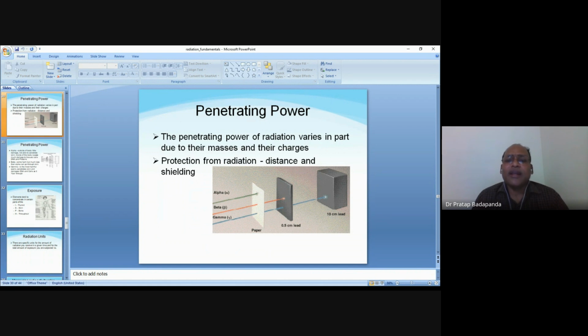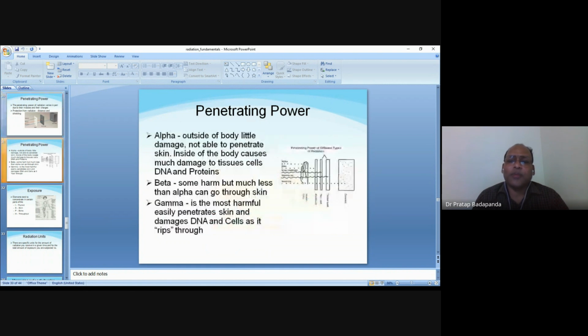Protection from radiation: distance and shielding. If you increase your distance, then you can protect yourself. Penetrating power: alpha outside the body does little damage, as it is not able to penetrate skin. Inside the body, it causes much damage to tissue, cells, DNA, and proteins. So if you breathe it in through the nasal holes, alpha particles can also create damage. But on the skin, it cannot do much damage.